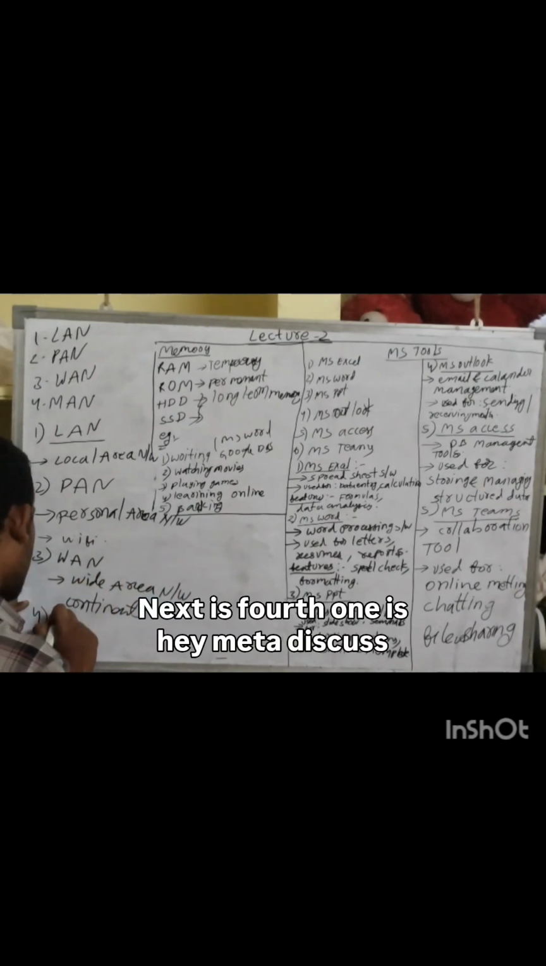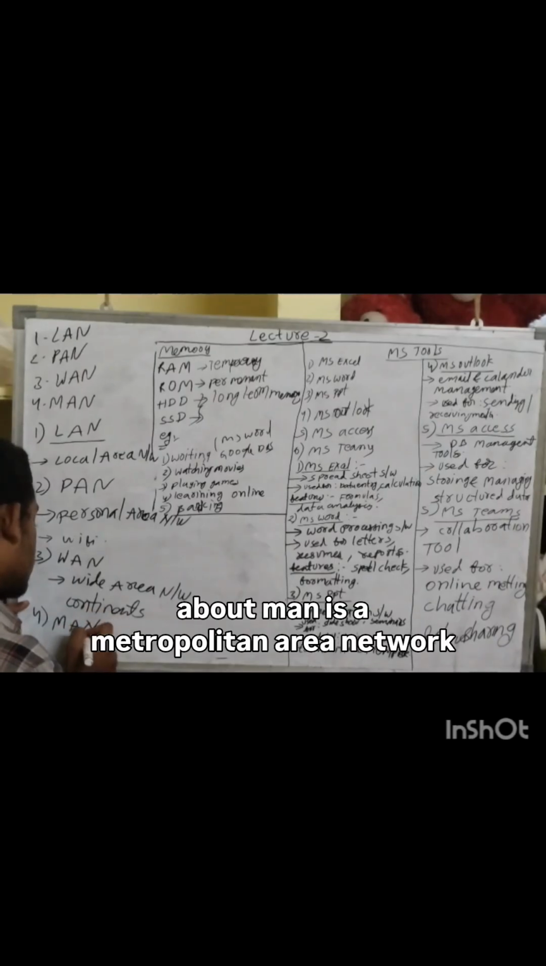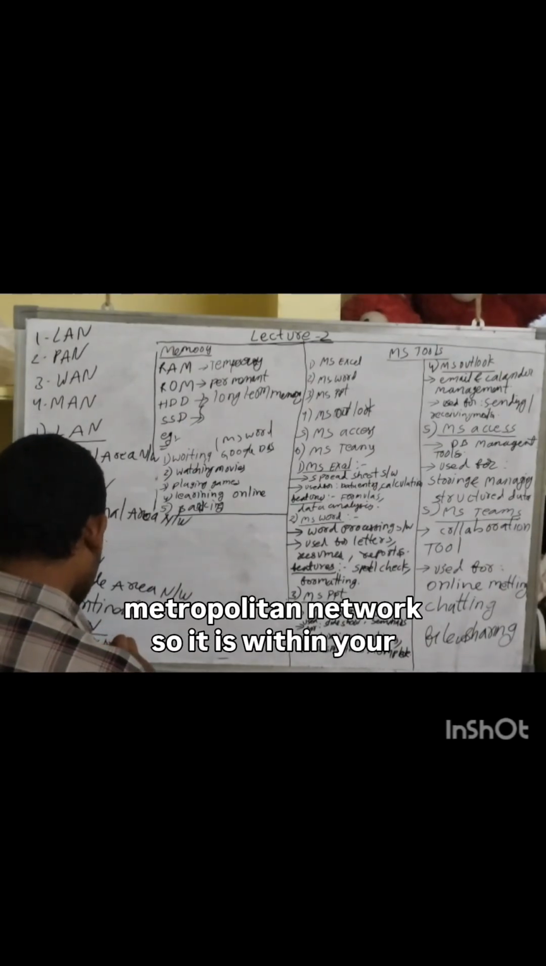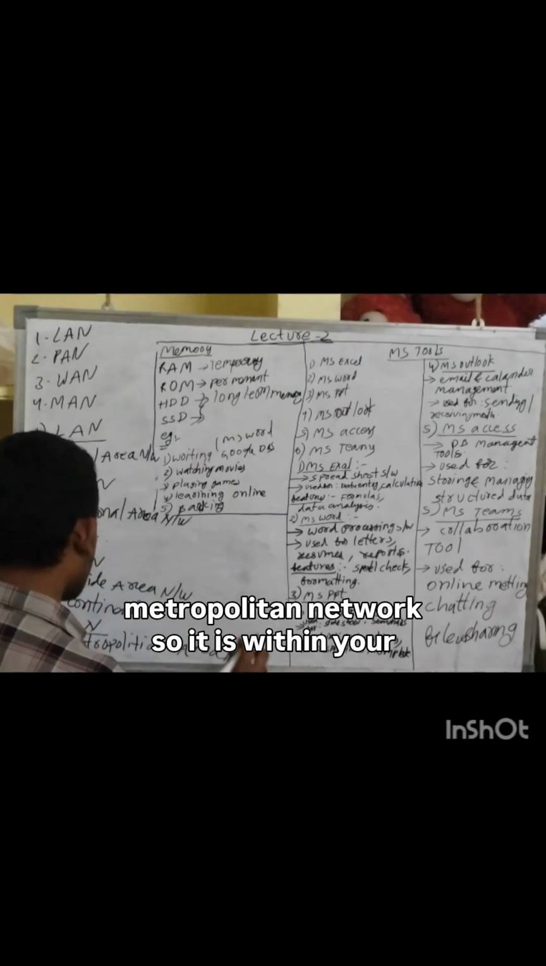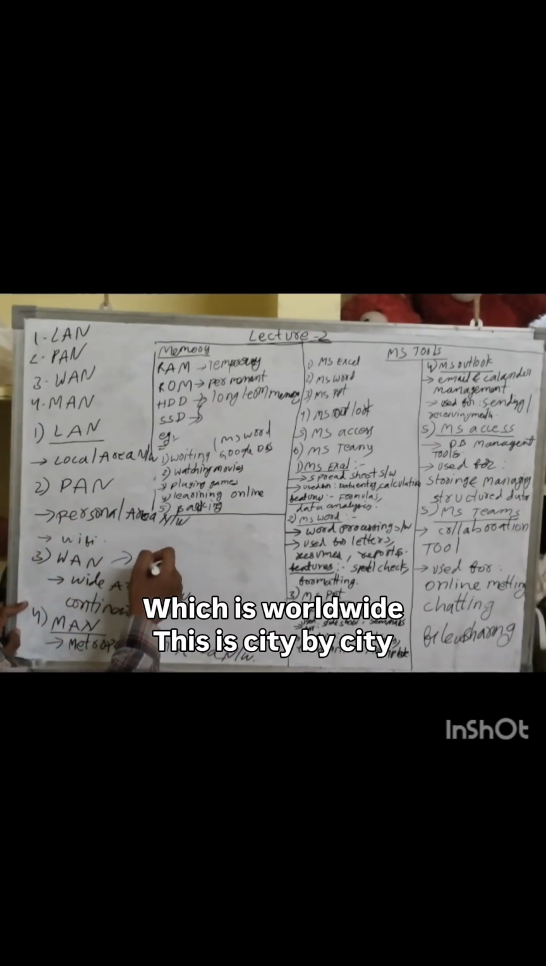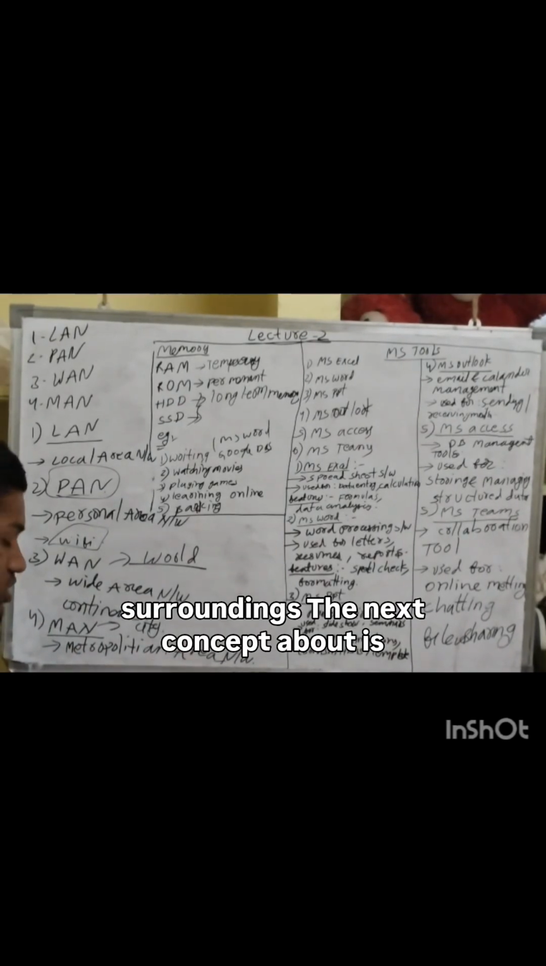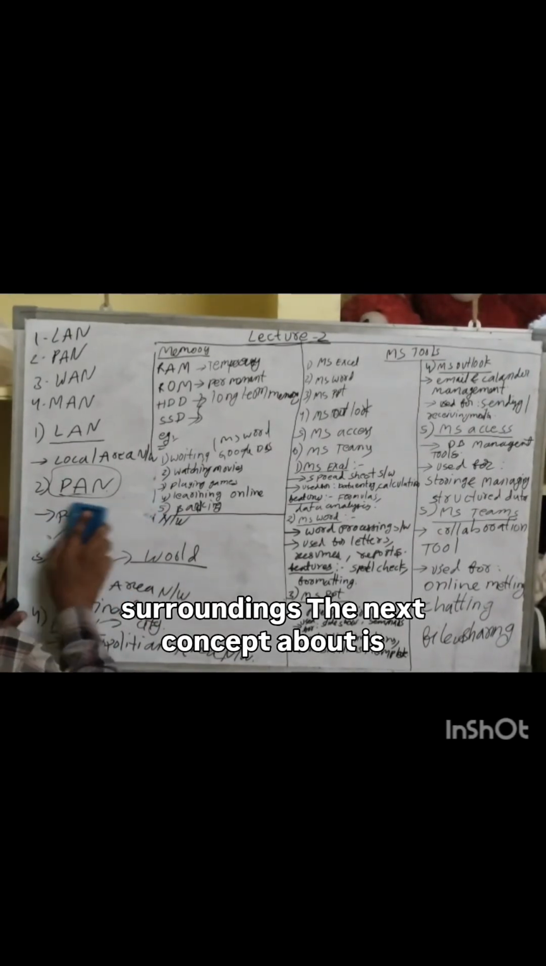Fourth one is MAN. Let's discuss MAN. It is a metropolitan area network, so it is within a city. This is worldwide, this is citywide, within a city, and this is personal area network, meaning Wi-Fi, connected only by Wi-Fi. LAN means within a college or within a surrounding area.